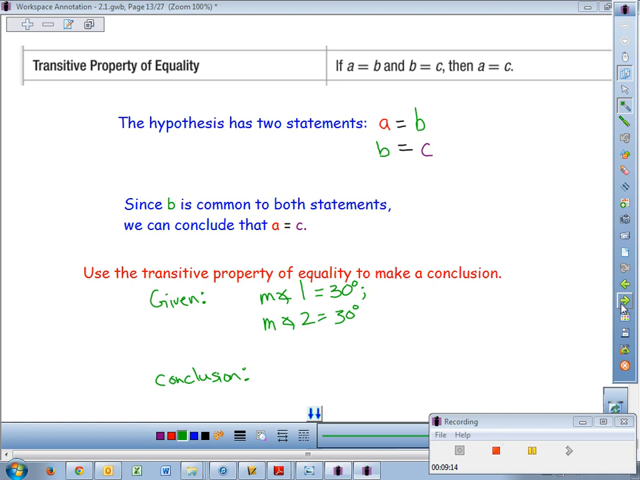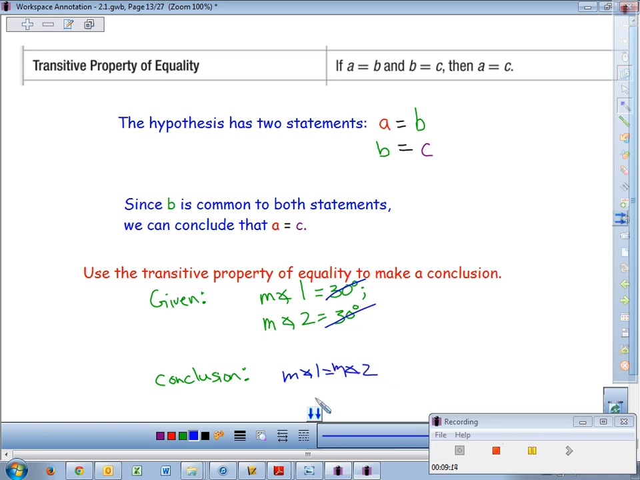Let's see if we can use the transitive property in a geometry problem. I'm giving you some information right here. Check out these two things. Measure of angle 1 equals 30 degrees. Measure of angle 2 equals 30 degrees. First of all, do you see anything common to those two statements? Isn't there a 30 degrees in both of them, right? So the transitive property says, peace out, Girl Scout. You can cross those out. And then what would you have left over? Measure of angle 1 should equal measure of angle 2. You don't have to write that down, but it's pretty obvious.